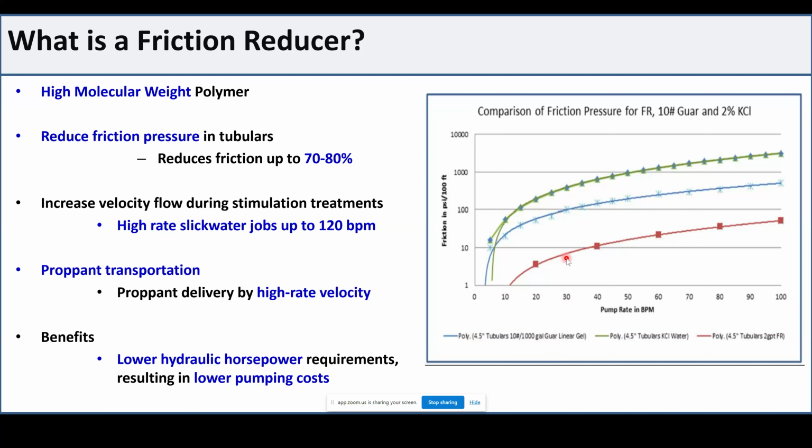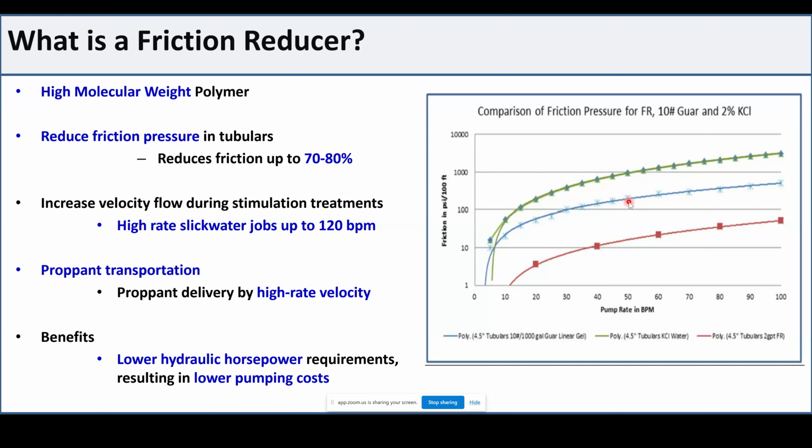And we have 3 types of curves. The first one is just KCl, just KCl without any chemical, without anything. Just like if we look at around, I would say, 50 barrel per minute, you are almost at 1000 psi for every 100 foot. So to pump through 100 foot, your friction pressure losses will be almost 1000 psi. If you add a little bit of guar, 10 pound, which is not that high molecular weight, still good size polymer, you can reduce it from 1000 almost to 200 psi per 100 foot, which is pretty good.